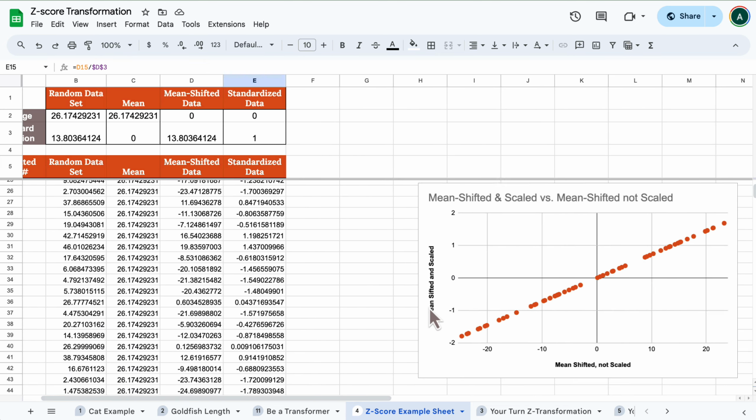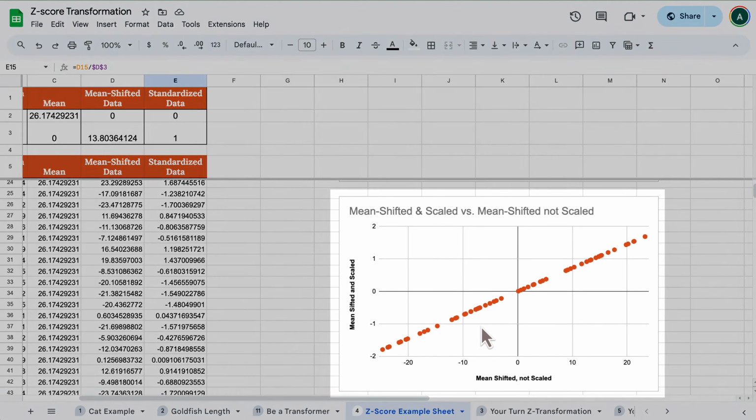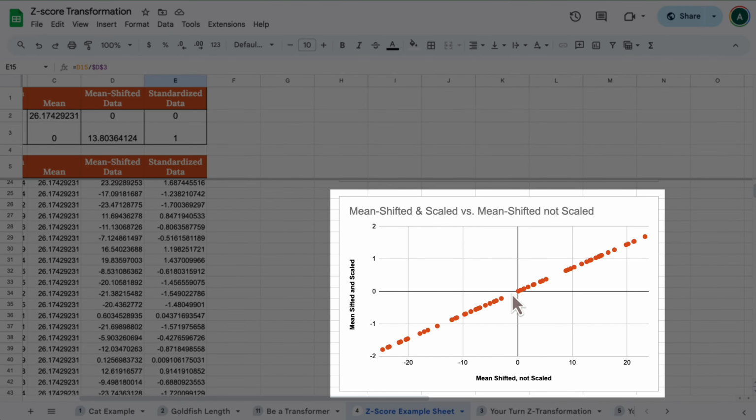What's going on? What does this look like? Now we've got our data centered on 0, and instead of reporting from like negative 25 to 25, the way our previous column operated, now everything operates, in this case, between negative 2 and 2. It's telling us the number of standard deviations below or above the mean that each individual data point lives.